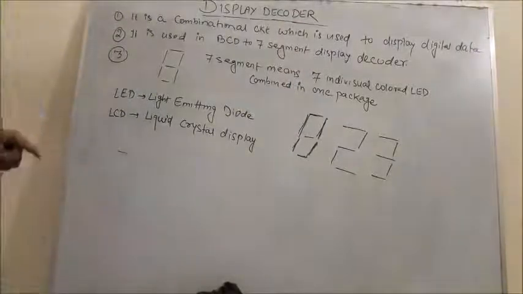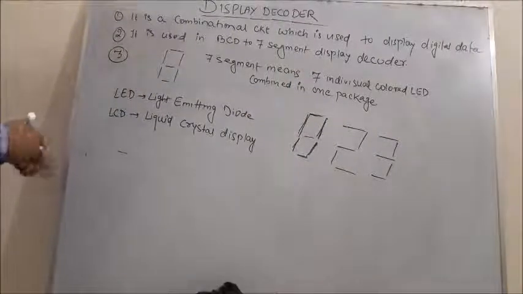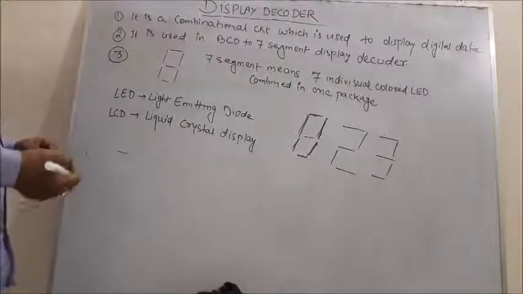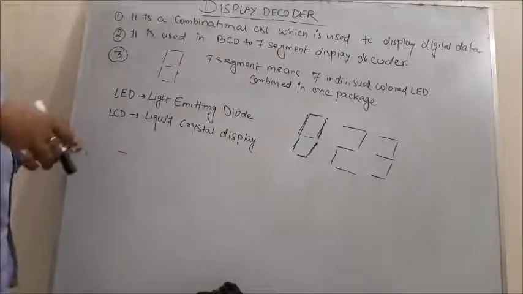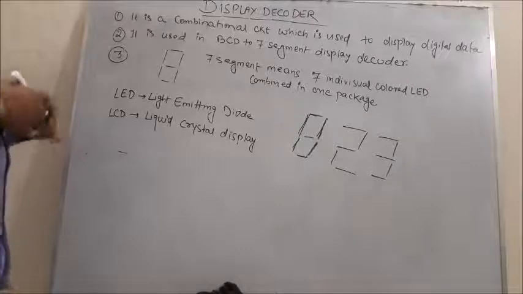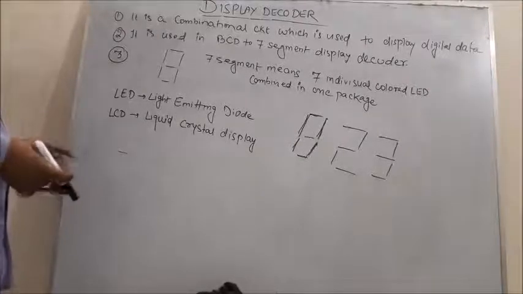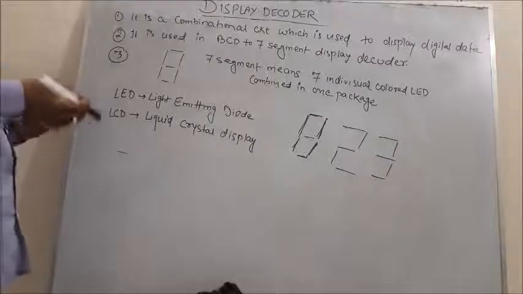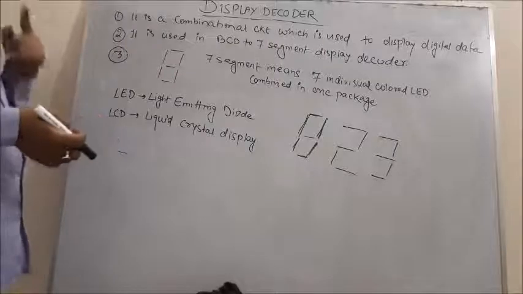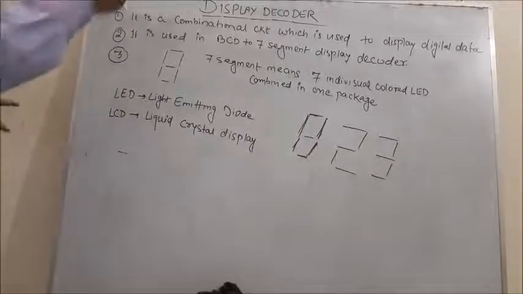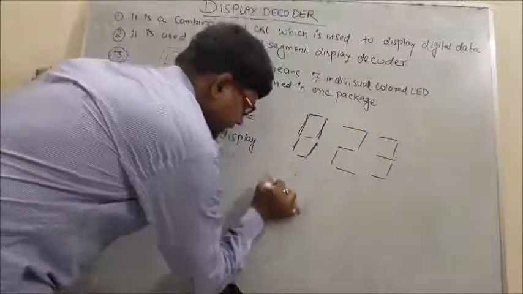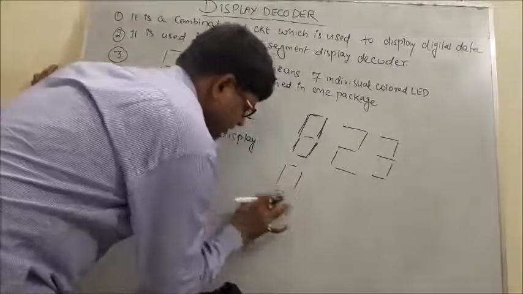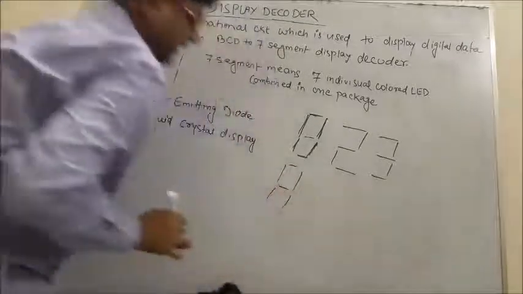So 7-segment display decoder is very useful to print or to display any type of binary coded decimal from 0 to 9. Additionally, if you want to display hexadecimal, that is A to F, A, B, C, D, E, F, you can easily write it. How A can be displayed? Like this. A will be this, and just this. This will be your A.